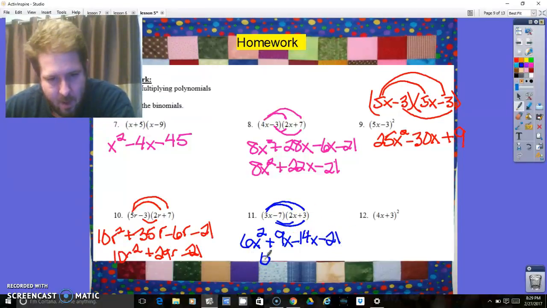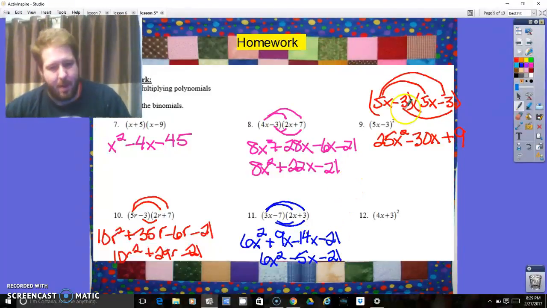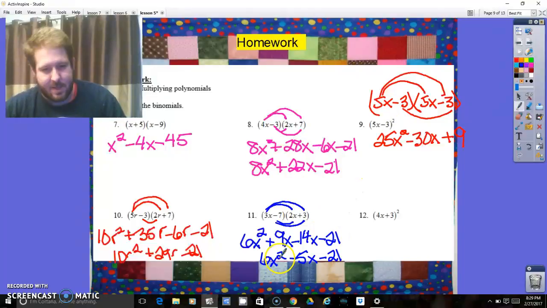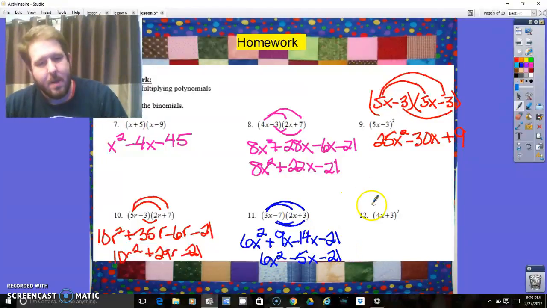Okay, clean that up. We got 6x squared. 9 minus 14 is negative 5x in the middle. Because those are like terms, they can be combined. Nothing here can be combined because this is x squared, this is x, and this is just a constant. Can't combine things unless they are exactly the same variable with exactly the same exponent.